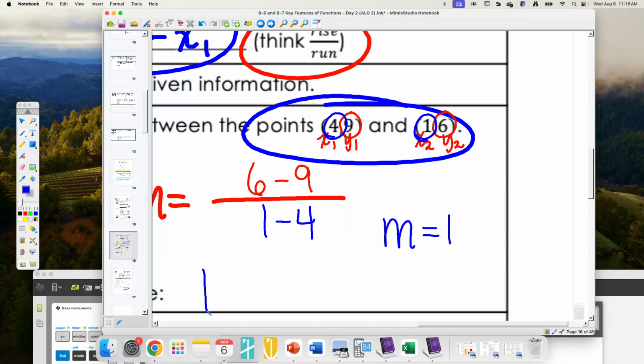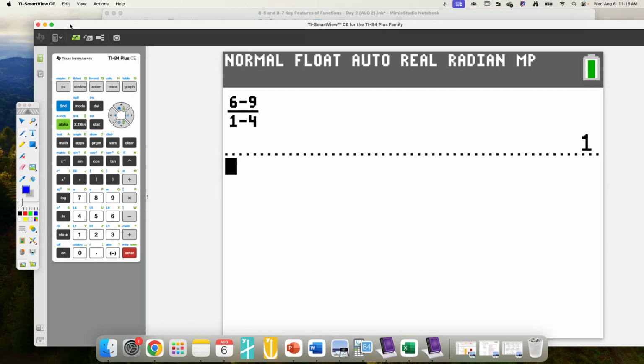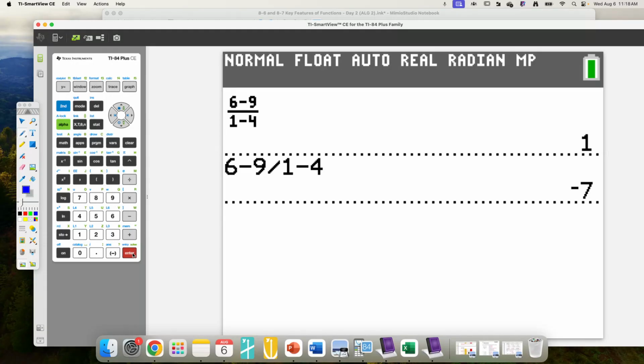Now, I gotta point this out. Please look up here. Please listen. I know you're tired. Please listen. On these problems, sometimes I'll have students that will type 6 minus 9 and then hit this divided by button and then 1 minus 4. You don't have to say that you did this, but let me say, if you do this, you're not gonna get the same answer every time.